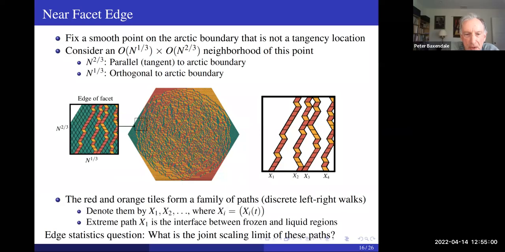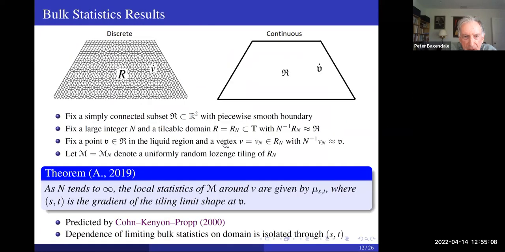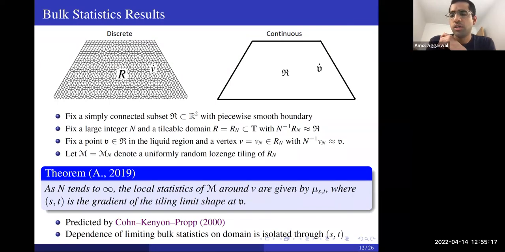I had a question about the results for the bulk rates. Two things. Given a general region, I guess it's the fractal R, can one say anything about the values of S and T? Are there approximations or are there bounds?